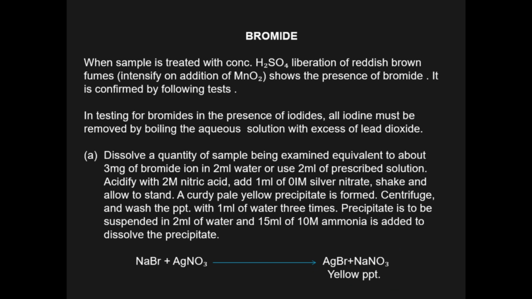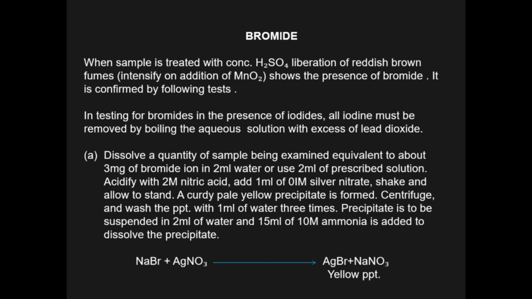Now, the identification test of bromide ion. When a sample is treated with concentrated sulfuric acid, liberation of reddish brown fumes, intensified on addition of manganese dioxide, shows the presence of bromide. It is confirmed by the following tests.